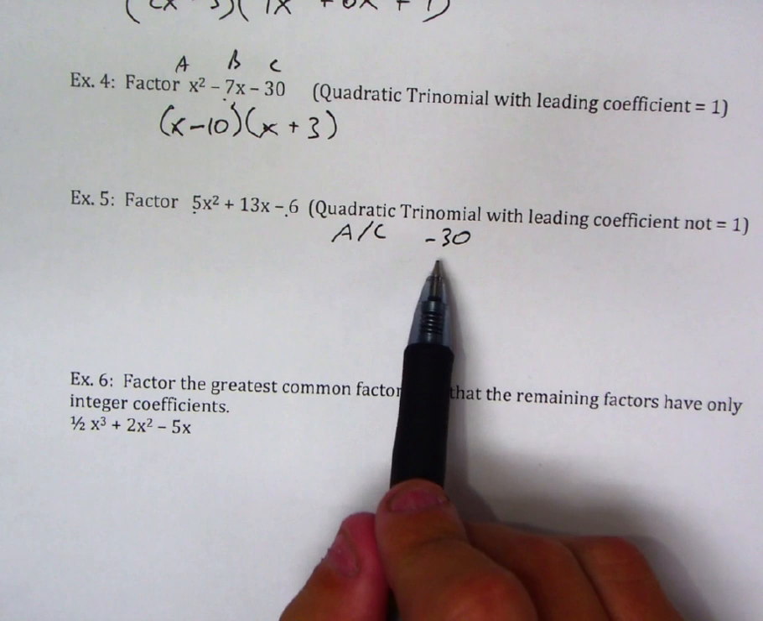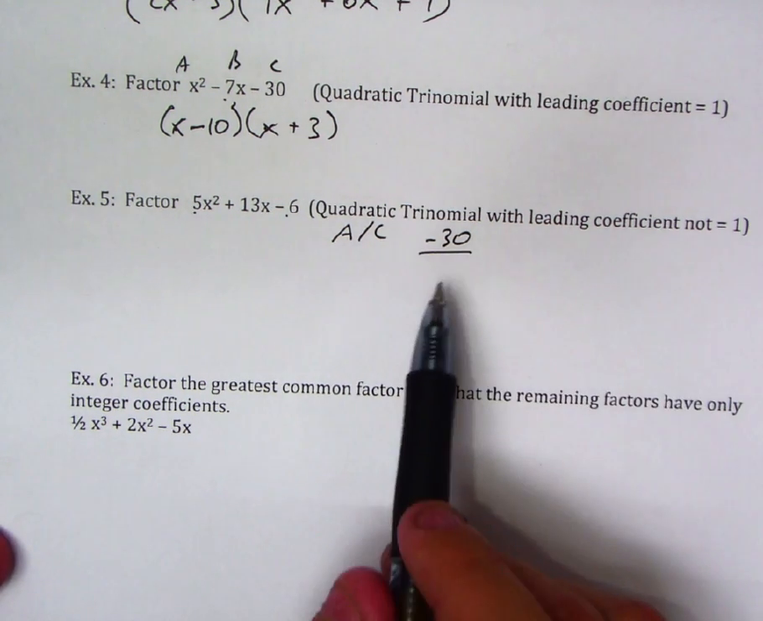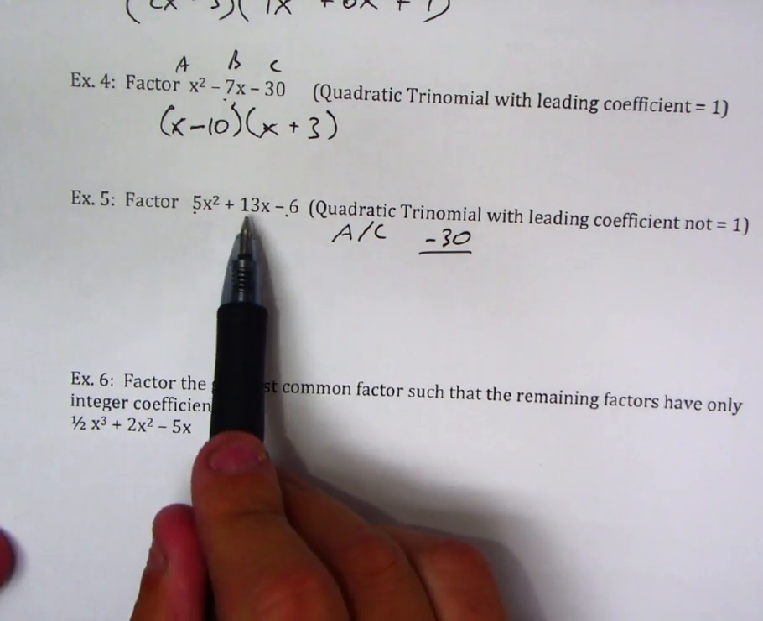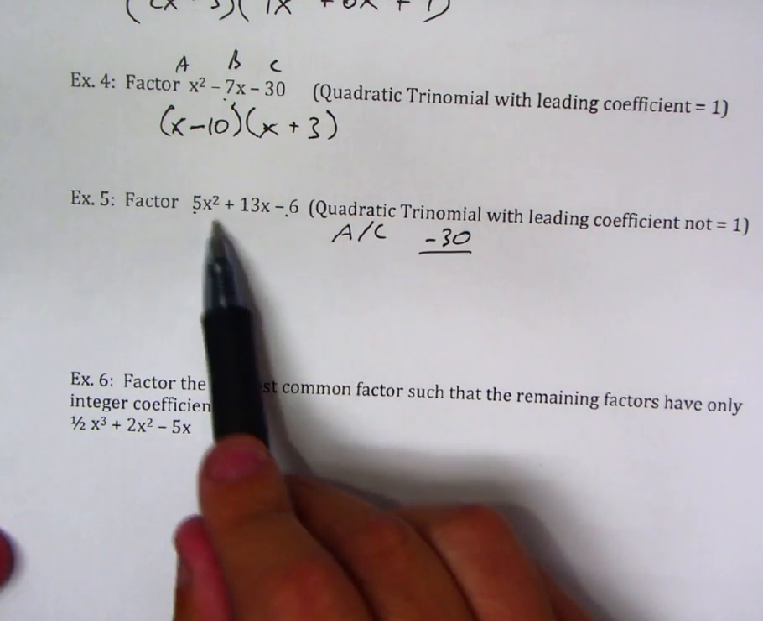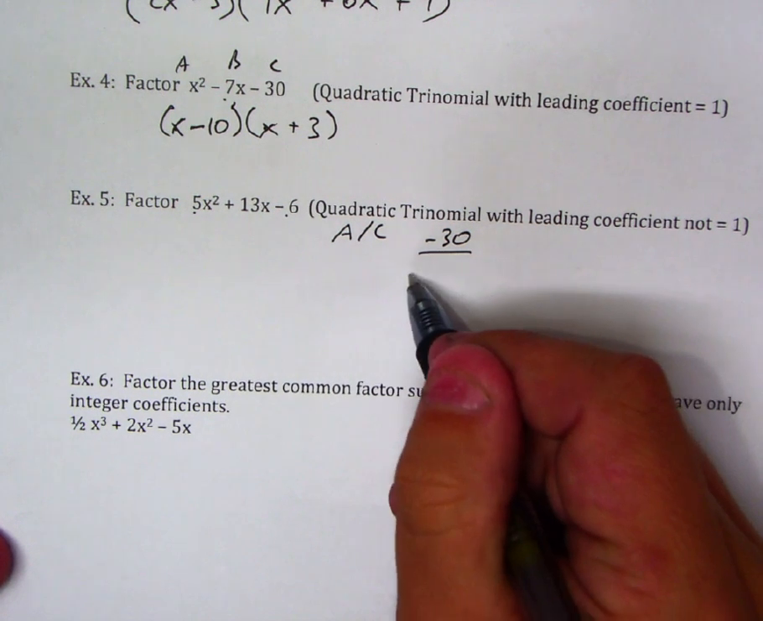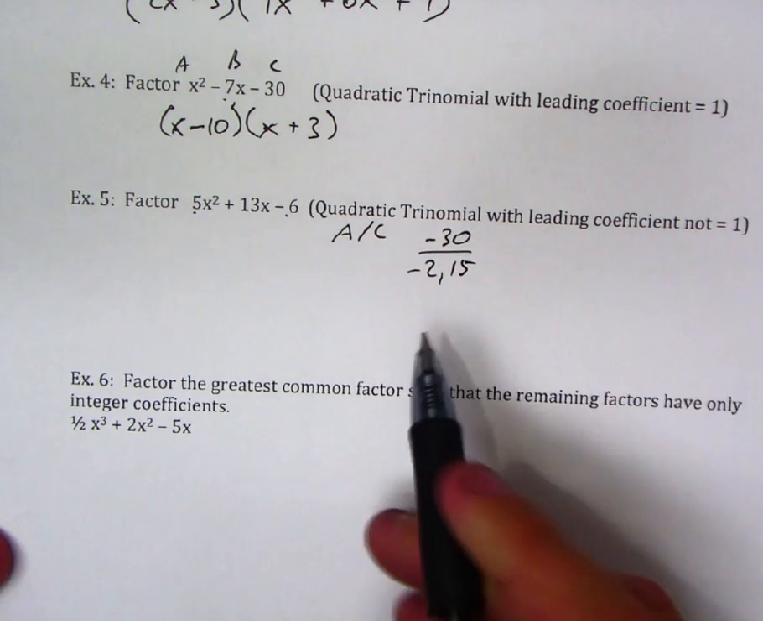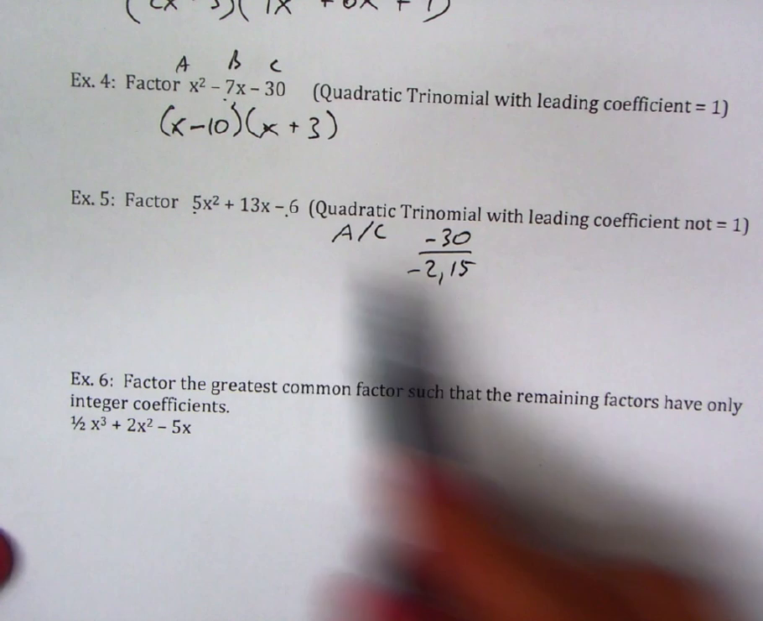Now we're going to find 2 numbers that multiply to be negative 30 and add up to be 13. A pair of numbers that if I multiply them, I get negative 30, and if I add them, I get 13. That's going to be negative 2 and 15. If I multiply those, I get negative 30. If I add them, I get 13.